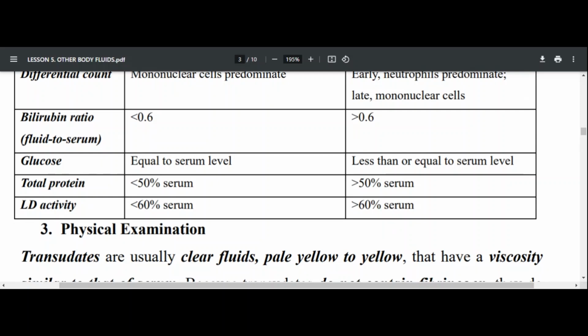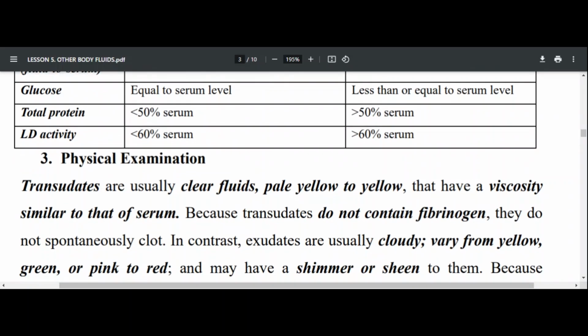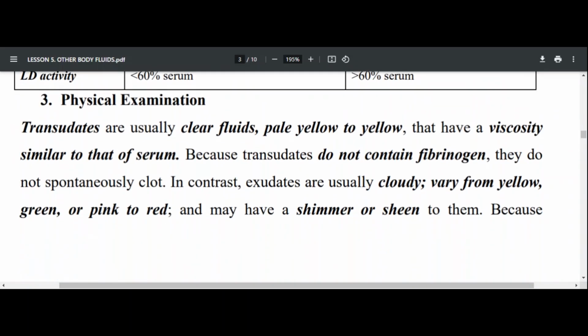Now, physical examination of our effusion fluids. Transudates are normally clear fluids, pale yellow to yellow in color, and their viscosity is similar to that of serum, but transudates don't contain fibrinogen and they don't clot. In contrast, exudates are normally cloudy and vary from yellow to green to pink to red, and they may even show a shimmer or sheen to them.